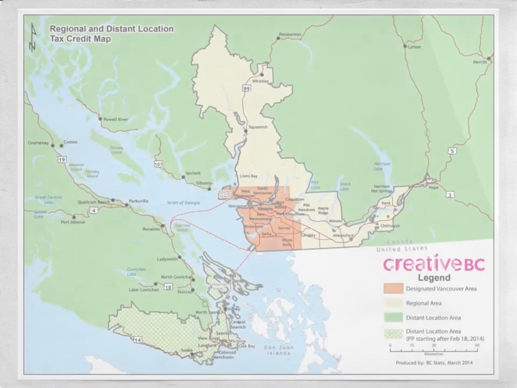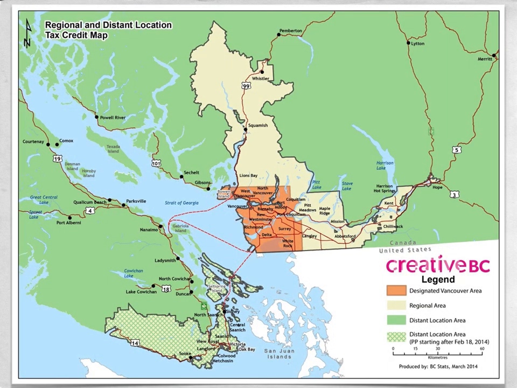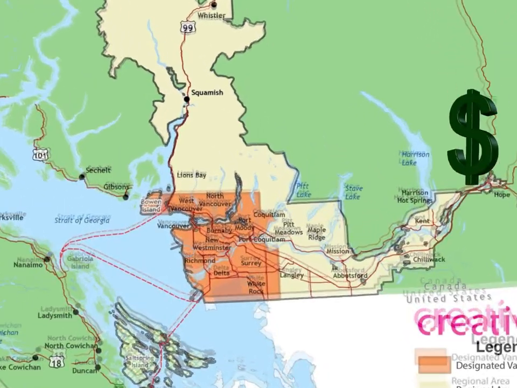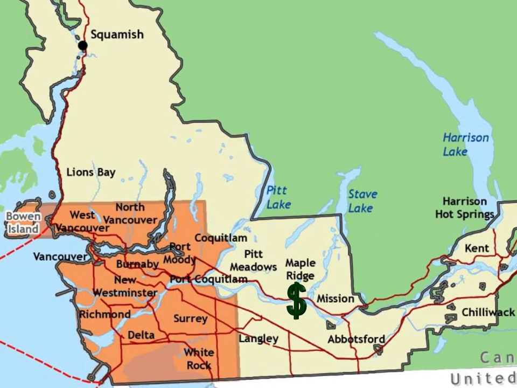Geography is a major factor in setting location fees. This is the Regional and District Location Tax Credit Map that can be found on Creative BC's website. Productions with lower budgets have always worked further out in the Lower Mainland and into the Fraser Valley as a way to save money. There are a couple of factors that influence this. Locations in this area have traditionally been lower in cost, though the recent production boom in BC has definitely driven costs higher in all areas of the Lower Mainland.